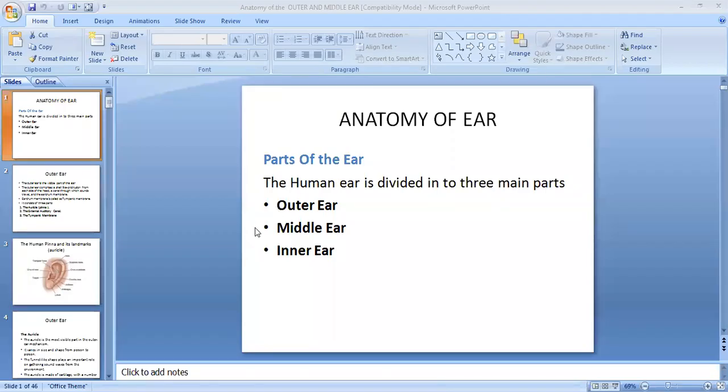Bismillahirrahmanirrahim. So today we will discuss the ear, external ear and middle ear. As we know that the ear has three parts. It is divided into outer ear, middle ear and inner ear. So we will discuss the outer ear and middle ear.